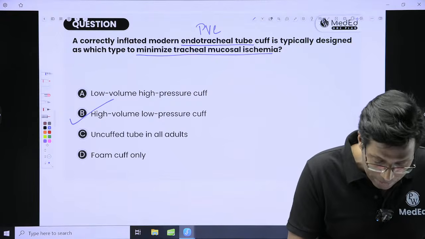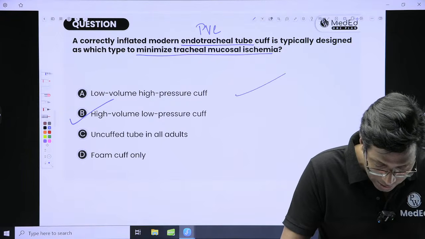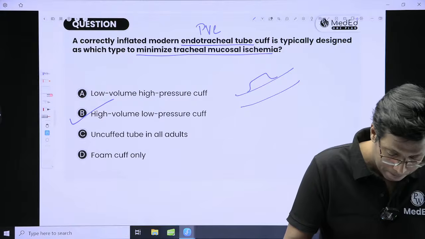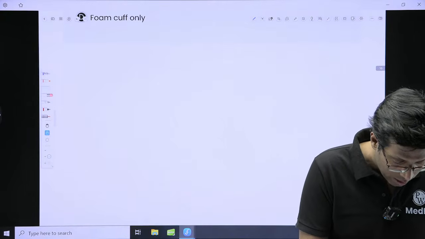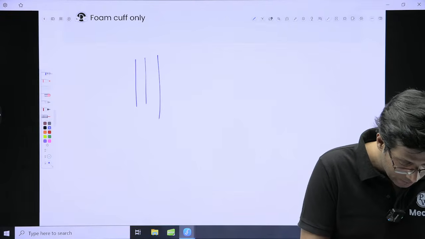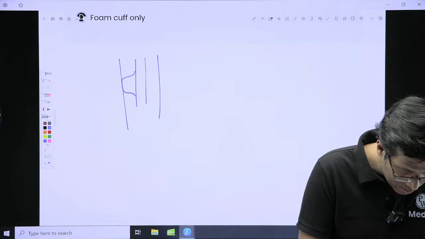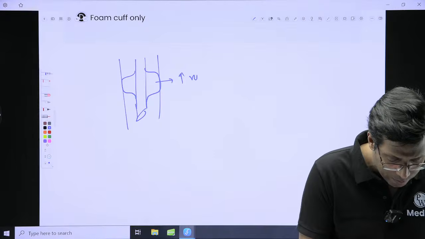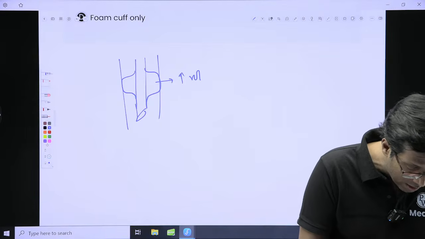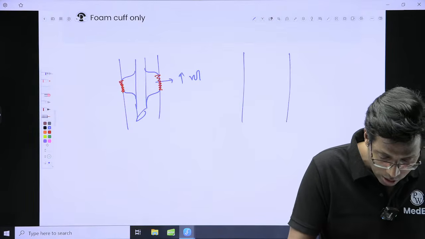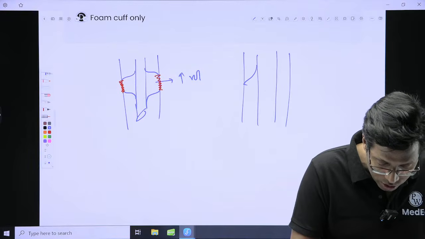All right. So what happens is, if this is the endotracheal tube, and here is the cuff, and here is the trachea. Nowadays the cuff is like this. This cuff is basically high volume, but the pressure gets distributed on the tracheal walls like this. Compared to the old time, in the old time, the endotracheal tubes were like this, where all the pressure was at one point.